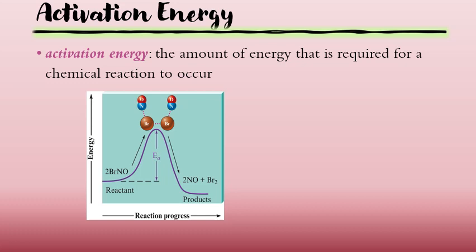So that barrier, that difference in energy from where your reactants are starting to the peak of that curve, that amount of energy is the energy of activation. So we see that E sub A, that's energy of activation. If your reactants collide and the amount of energy with which they collide is enough that they can get over that peak of this curve, then they will proceed toward products.